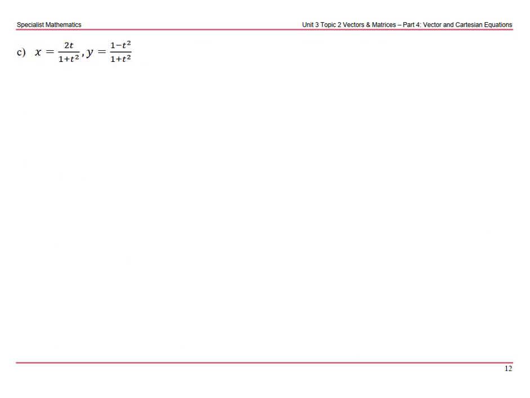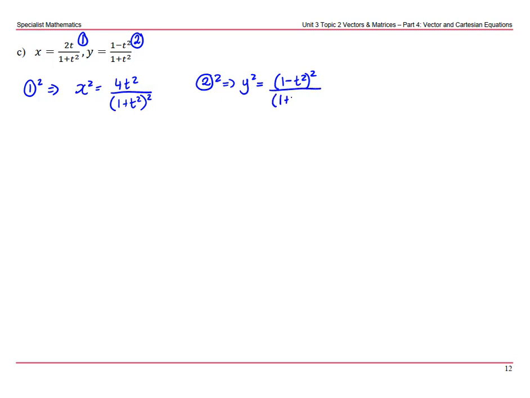Okay, next example is a little bit different. Label our equations 1 and 2. And what we're going to do, instead of getting t on its own, which is quite complicated looking at those two equations, we're going to square each equation. So if we square equation 1, we'll have x squared equals 4t squared over (1 plus t squared) all squared. And square equation 2, we'll have y squared equals (1 minus t squared) all squared, all over (1 plus t squared) all squared.